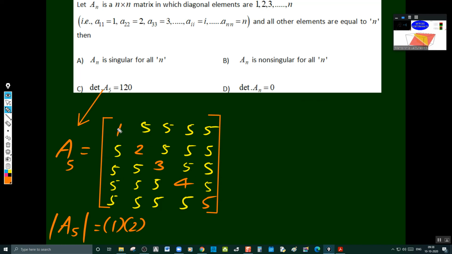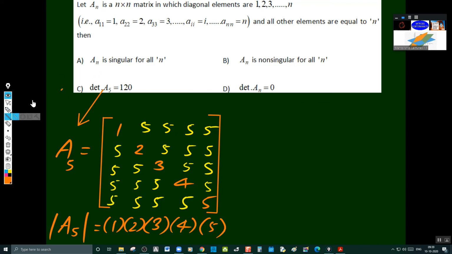Operate R2 minus 5R1, and R3 minus, or otherwise you can understand like this. You write it as, this is R5, R5 minus R4, R4 minus R3, R3 minus R2, like that. You will get all the remaining elements in the operation as 0. This is 1 into 2 into 3 into 4 into 5. You will get the answer, that is 120, 5 factorial. So C is correct.